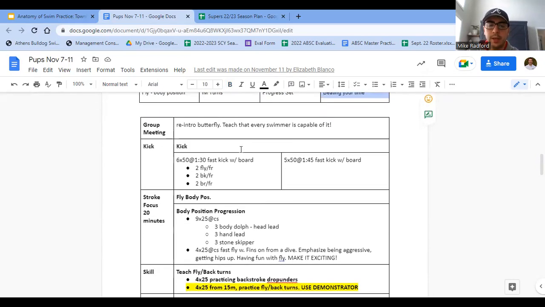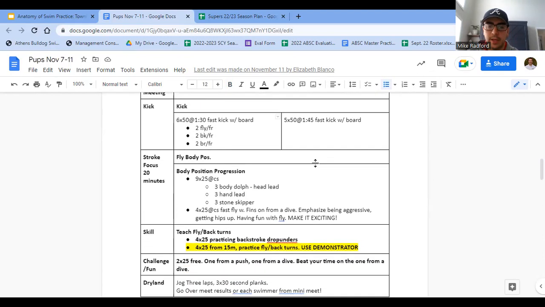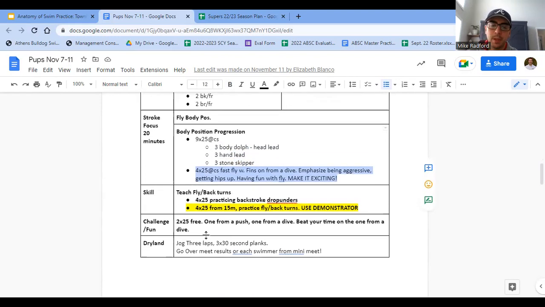So you can see A interval, B interval, the two halves here. A did 6 50s as their kick set. B did 5 50s as their kick set. Next, they jumped into some butterfly body position work. And you see some 25s there doing a drill progression here where they started with body dolphin drill. Then they did hand lead body dolphin. Then they did something called stone skipper drill. After they did their drills, they jumped into actual butterfly swim.